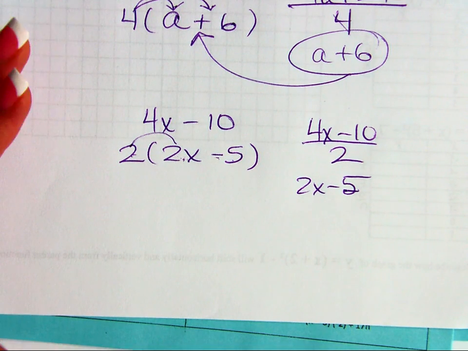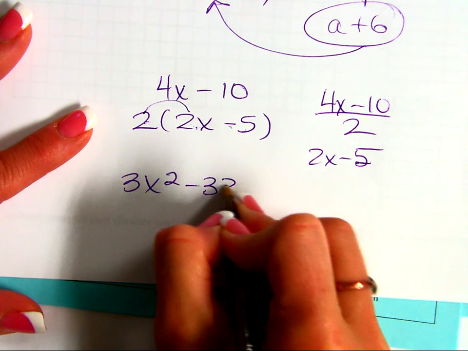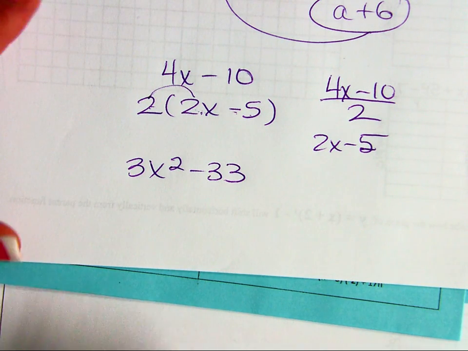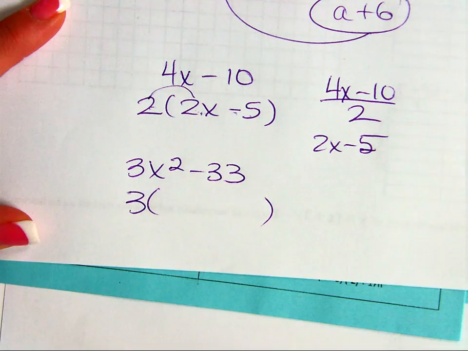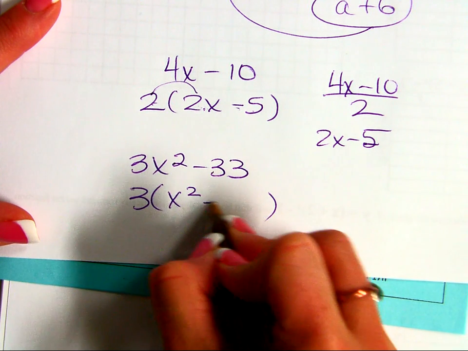Okay, what if I said 3x squared minus 33? What number do they both have in common? And what's left? An x squared minus 11.